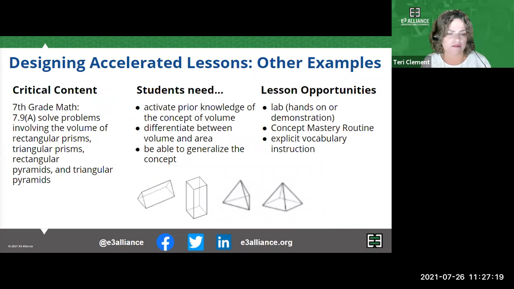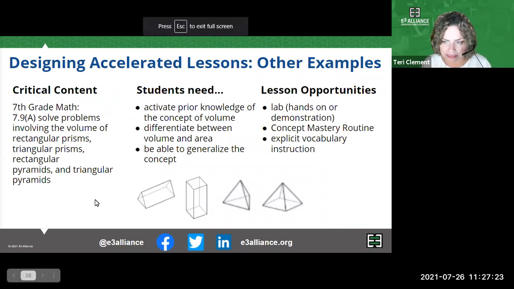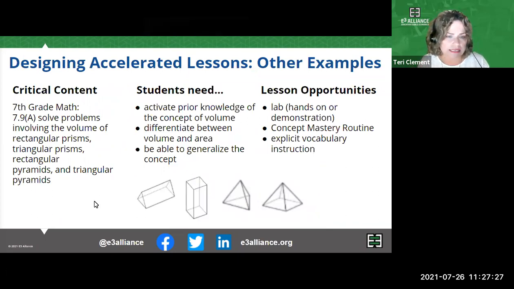Just a couple of other quick examples. Here's another 7th grade math concept that involves deeper concepts about the relationship between volume of prisms and pyramids. I first distill what students need to know that would help them going into that learning, and then some lesson opportunities are listed there, which hit those types that we mentioned before.